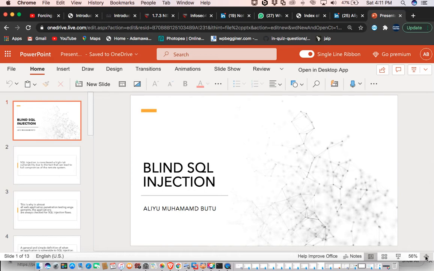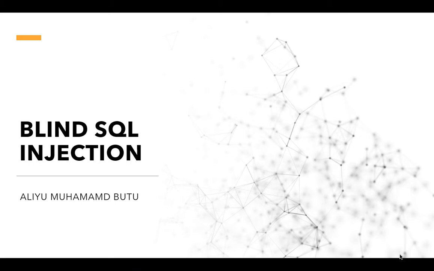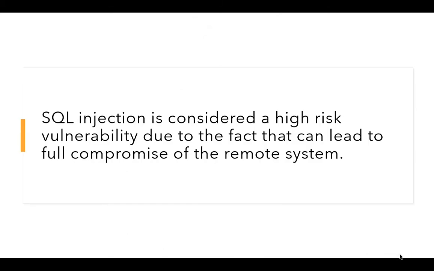So what does blind SQL injection mean? And what is SQL injection itself? Because SQL injection is the first thing we need to discuss. So, blind, as you can see here, we have blind SQL injection. When we go to the next, we see SQL injection is considered a high risk vulnerability due to the fact that it leads to full compromise of the remote system.